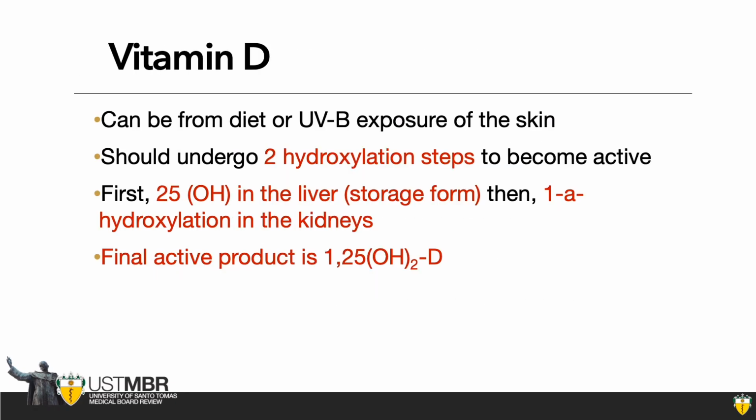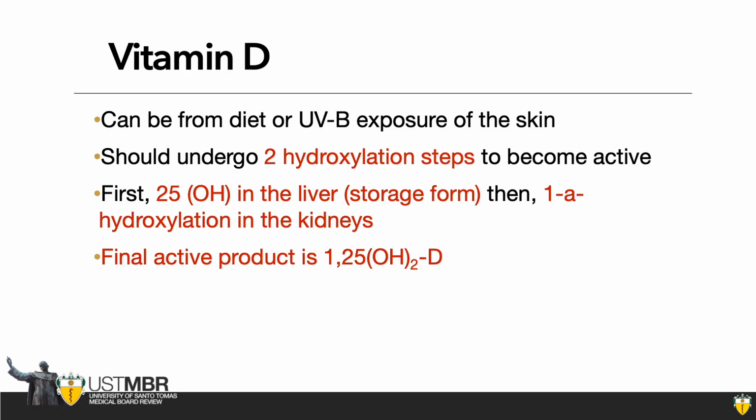Next hormone, let's talk about vitamin D. We get it from diet or from UVB exposure to sunlight. But once in the body, it has to undergo two hydroxylation steps to become active. The first one is in the liver, 25-hydroxylation, and this is the storage form. The storage form is what determines whether you have vitamin D deficiency or not. So if you're going to check for vitamin D deficiency, what you have to order is 25-hydroxyvitamin D.